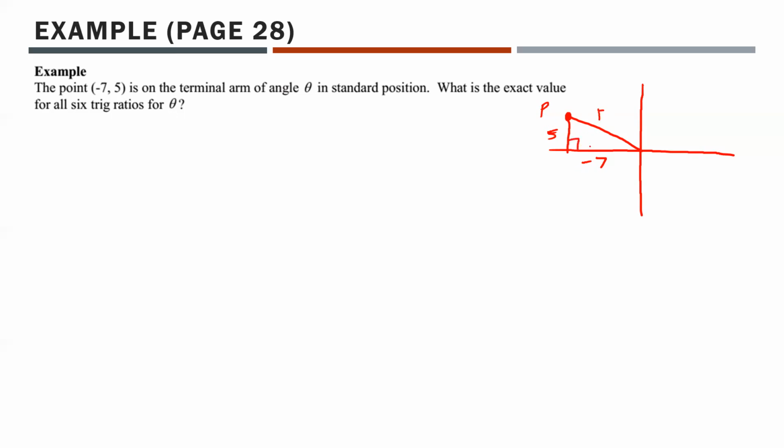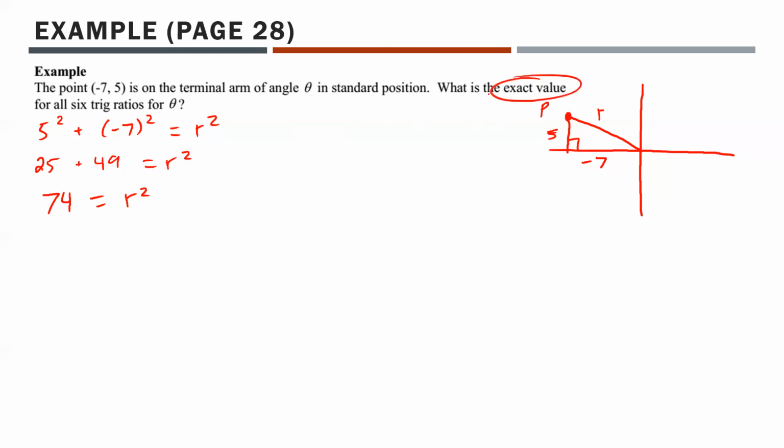But notice when we set it up like this, we have a right triangle. We could just use Pythagoras to find that. So 5 squared plus -7 squared equals r squared. That gives us 25 plus 49 equals r squared. Now 25 plus 49, I believe that's 74. Yeah, that would be 74 equals r squared. And of course, to get r, we have to take the square root of 74.